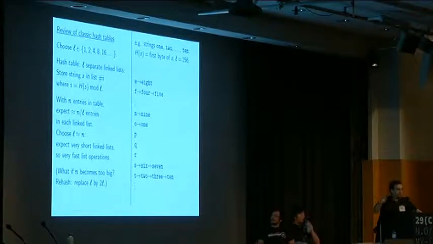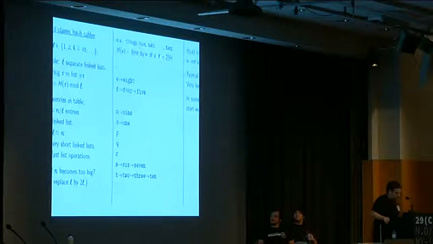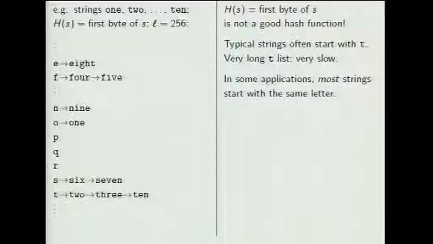These strings all hash to T because the hash is just take the first byte of the string. So there's not a good distribution of these strings across the hash table. This is not a good hash function, just taking the first byte of a string. In some applications, practically every string that you hash has some fixed first byte, and then you're going to have all of those strings piling up on a certain linked list.